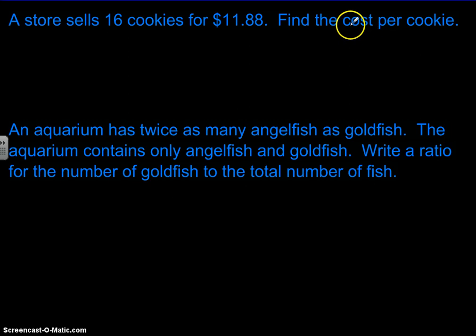Next, the store sells cookies, 16 cookies for $11.88. Find the cost per cookie. Well, this tells us how to set up our ratio, our rate. Okay, the cost goes on top, cost first, cookie goes on bottom. Okay, now I need to find out the cost per cookie, so I need a unit rate. So I'm going to do like I did earlier. I'm going to divide the top and the bottom by 16.